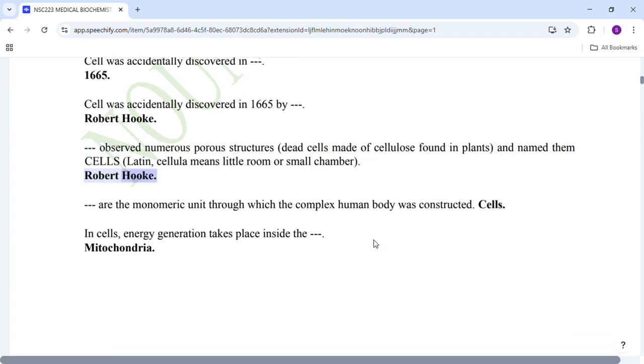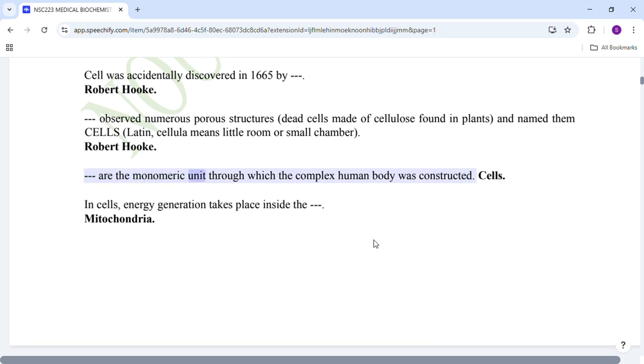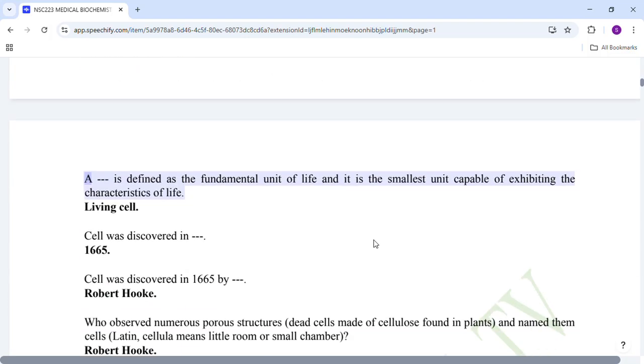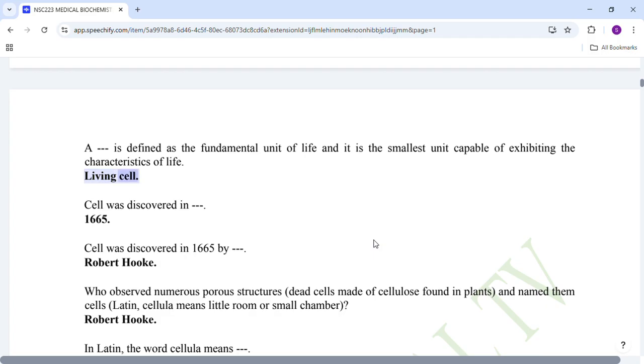Cells are the monomeric unit through which the complex human body was constructed. In cells, energy generation takes place inside the mitochondria. A living cell is defined as the fundamental unit of life, and it is the smallest unit capable of exhibiting the characteristics of life.